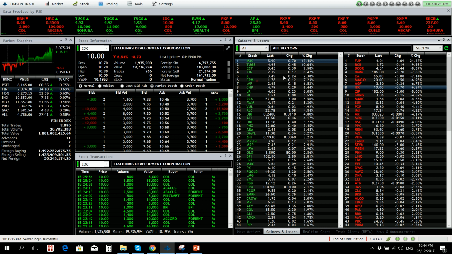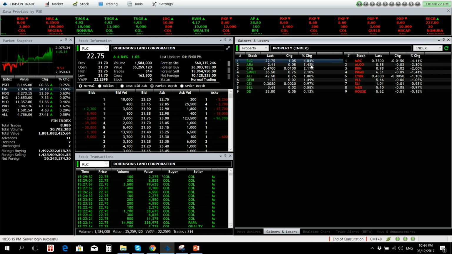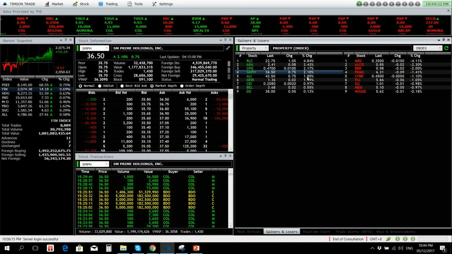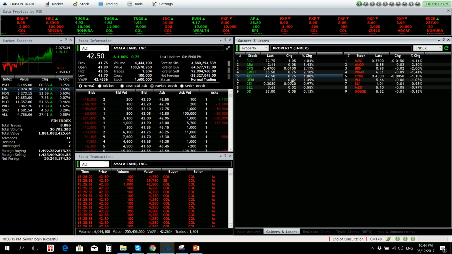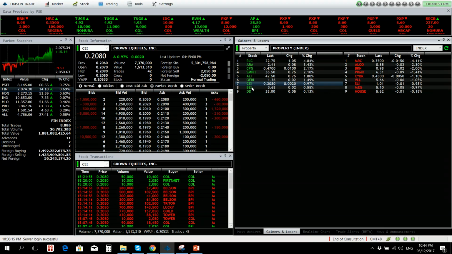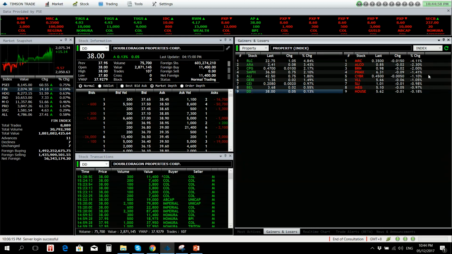So yeah, let's check the property space. RLC is up big time, 4.84%. Araneta, no volume. CPG, 2.17% up. SM, huge value today at 1.17 billion, 2.10% up, and foreigners were net foreign buyers of 29 million. Ali, though, has net foreign selling but was still able to close green at 1.80% up. Jerry is up 1.49%. CEI, less than 1% up. Bell, 0.55% up, and Double Dragon, 0.13% higher.